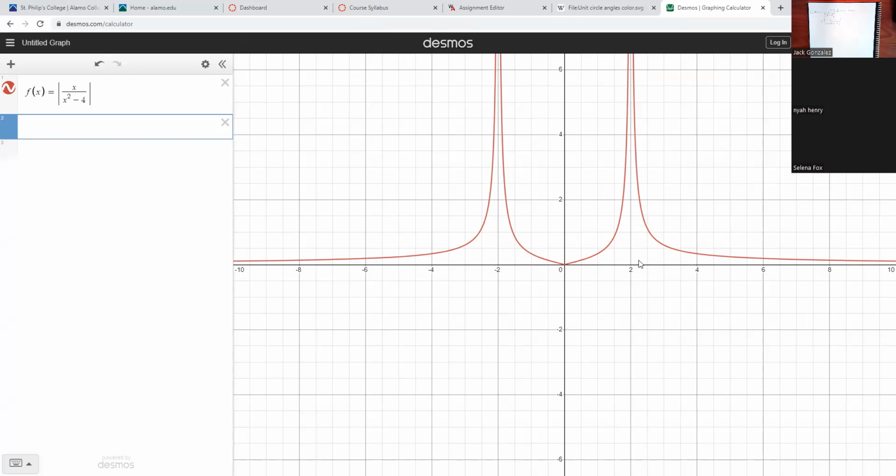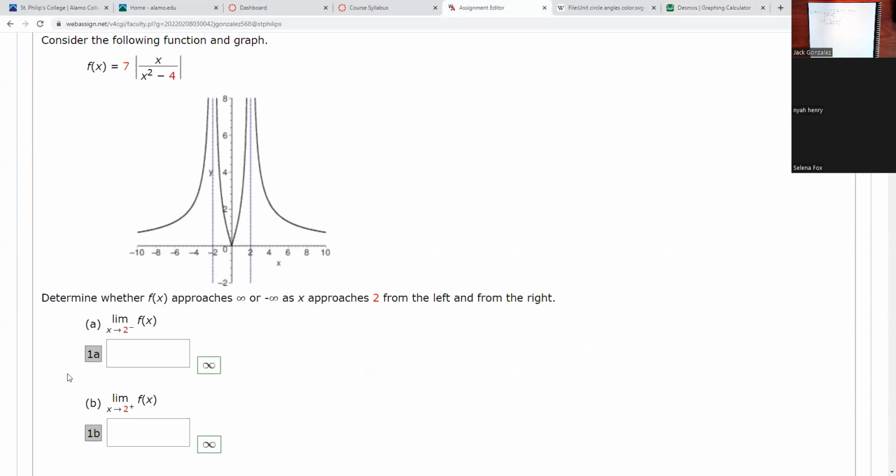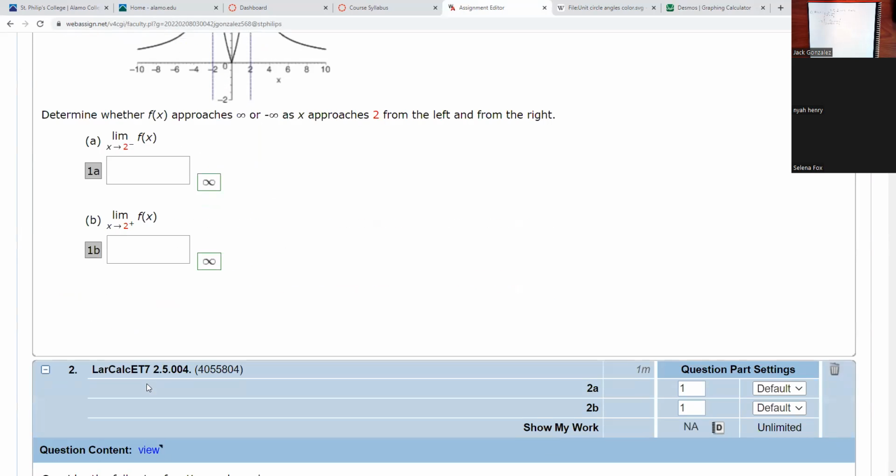Okay, so it all depends on what the graph is doing. So when they ask you what's happening from the left at 2, you go to 2 and say, okay, well, I'm shooting off to infinity, so the limit is infinite. If you're shooting off from the right, it's still infinite. If they are the same, we said by definition, if the limit on the left and the limit on the right are exactly the same, then the limit exists.